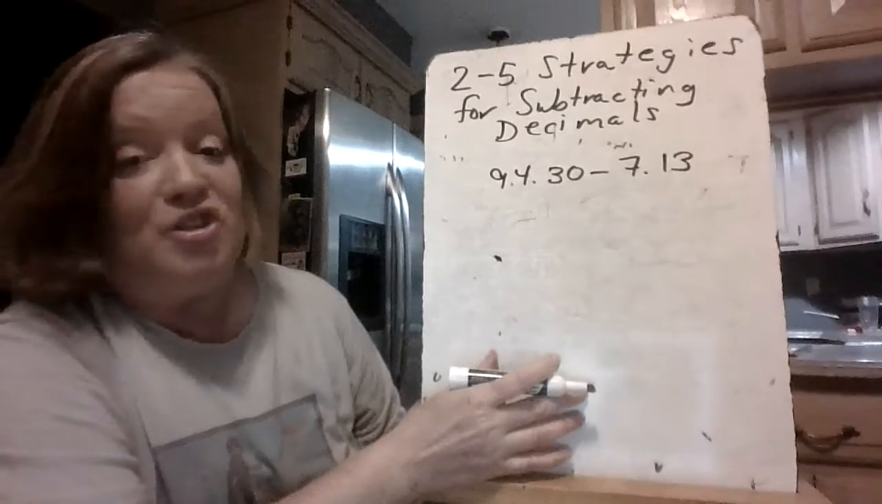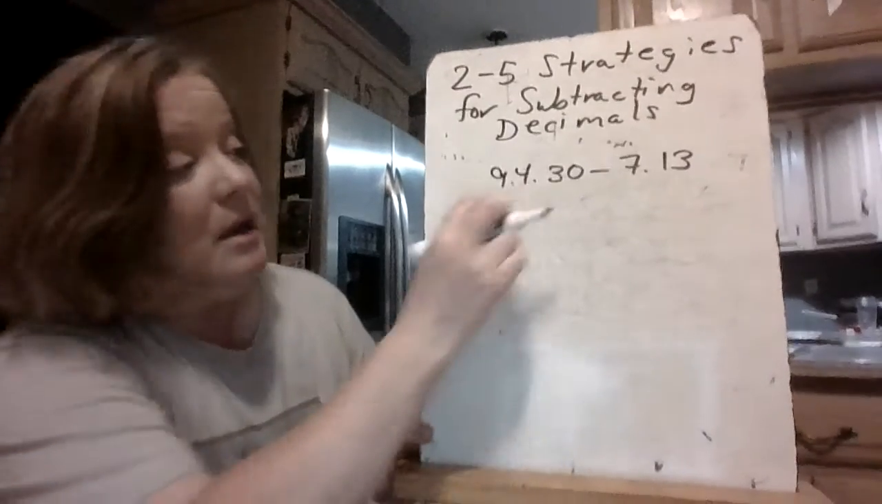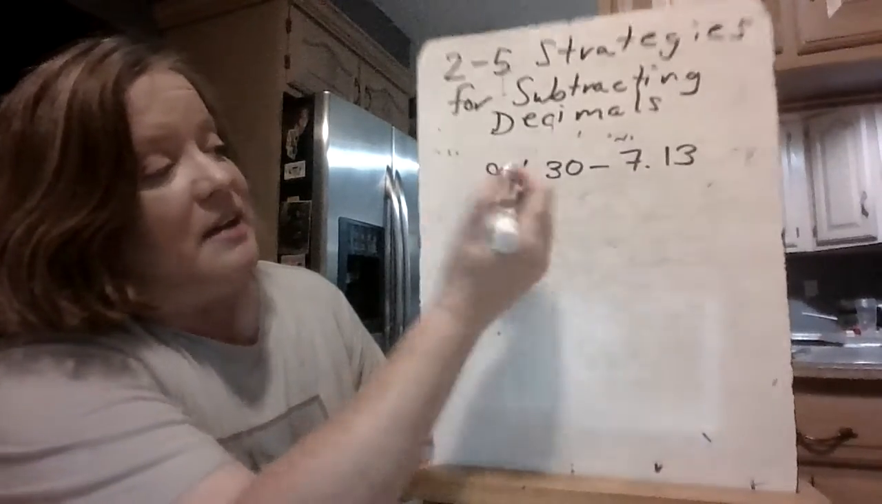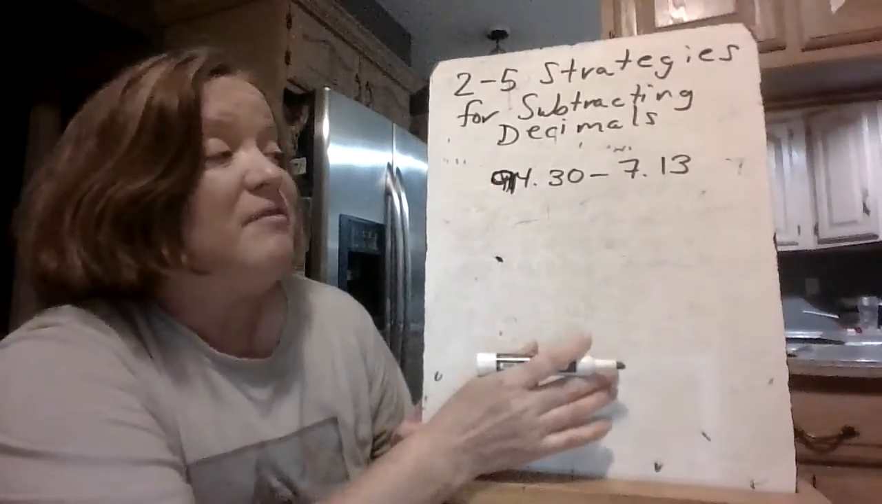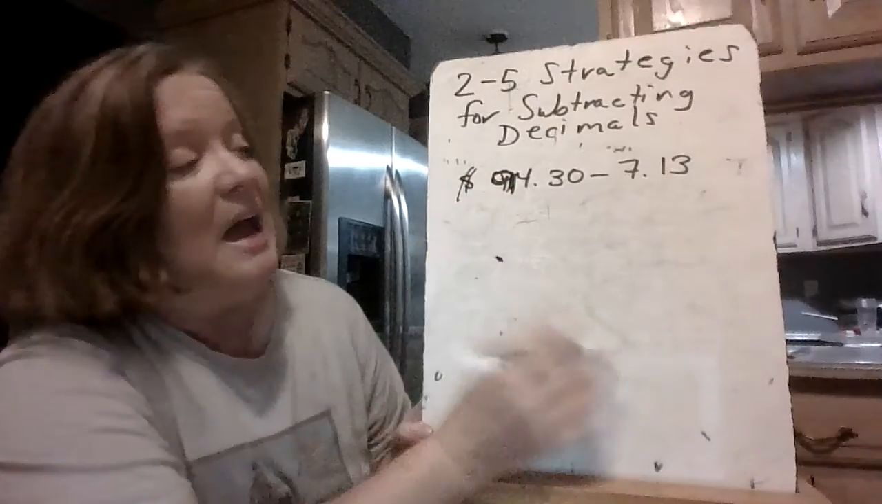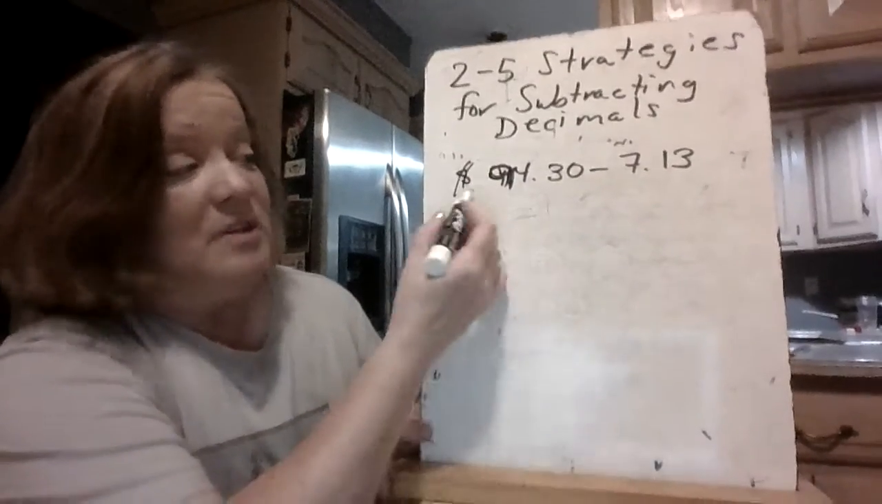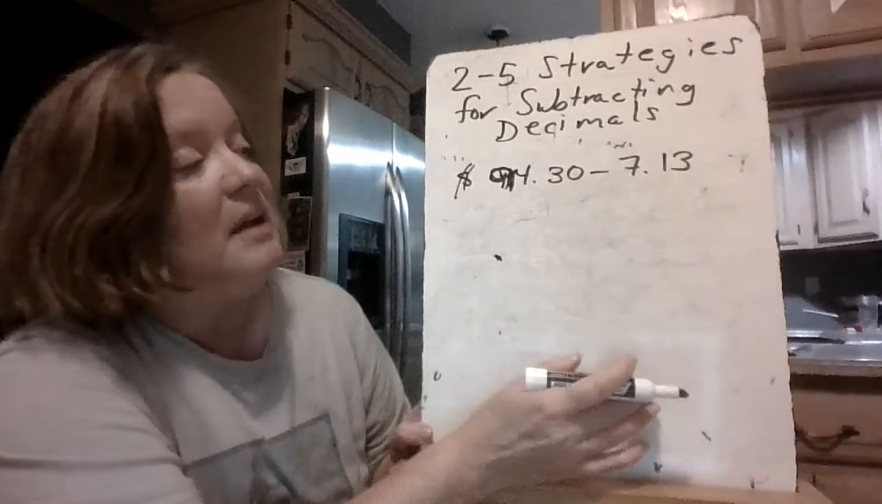So first thing I'm going to do is I'm going to try estimating. Okay, that's not a decimal. That's actually the number 9. So I'll just write it like that. So I'll put a dollar sign to kind of help you out. But remember, dollar sign or no dollar sign, it's still the same thing.